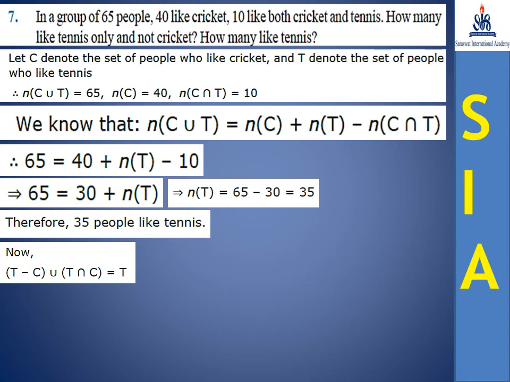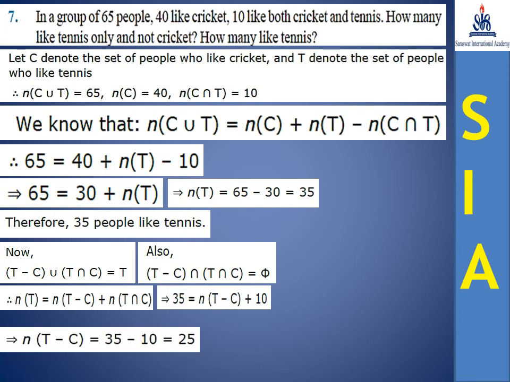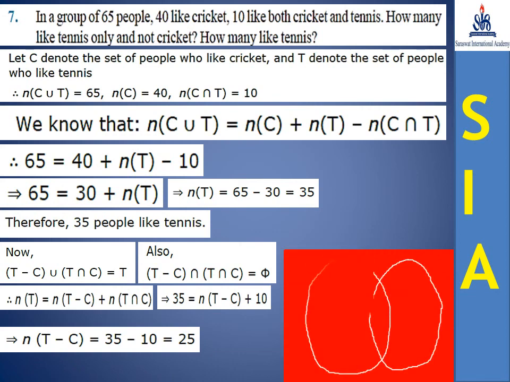Yes, students, I calculate after the Venn diagram. But listen here, our target is how many like tennis also. And the second question, how many like tennis only but not cricket. It means only and only tennis is selected. It means n of t only is asked. So very easy, t minus c, and t intersection c is a null set. It means both have to be subtracted. 35 minus 10, you get 25. And I show that in the Venn diagram.